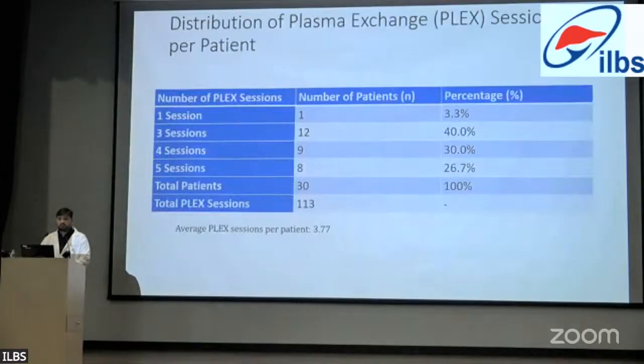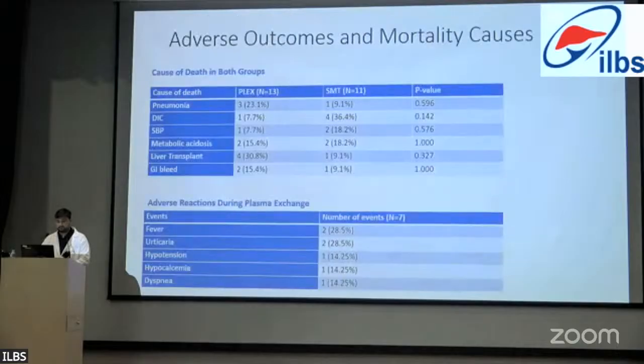So the average number of plasma exchanges done was around 3.7 among the total plasma exchange patients. So these were the adverse outcomes and mortality causes. Most of the cause of mortality in plasma exchange group was pneumonia, and 4 patients underwent liver transplant in plasma exchange group.